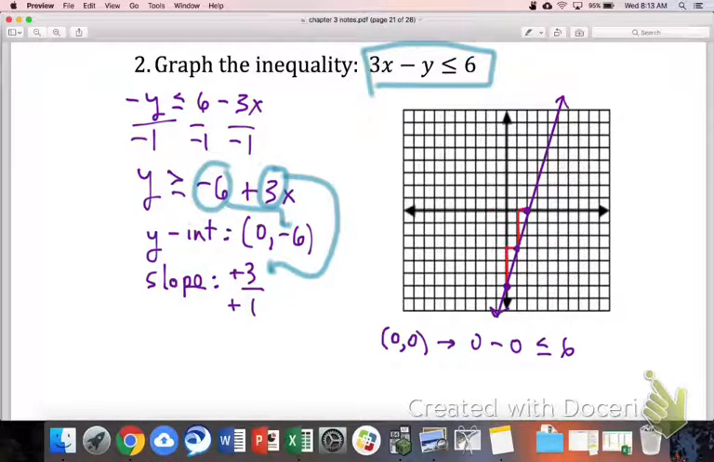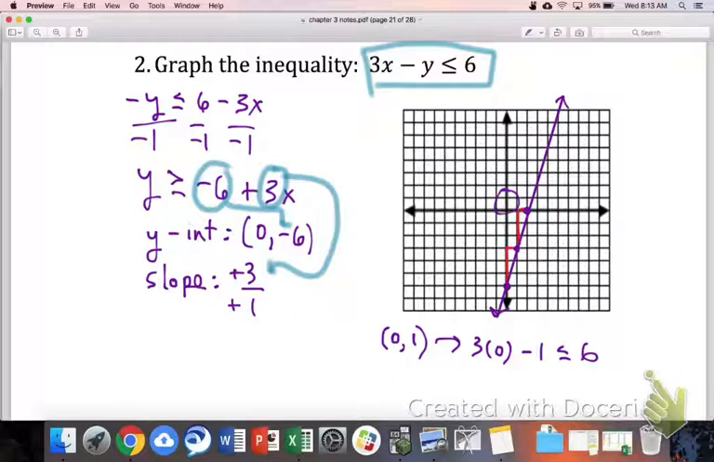We could try some other points that I think would work. Like what if I tried the point 0, 1? So that's up here. If I tried 0, 1, wouldn't I end up with 3 times 0 minus 1 is less than or equal to 6? And that's true. And that's true too, isn't it? So there's all these other points that are not even on the line that fulfill the inequality.